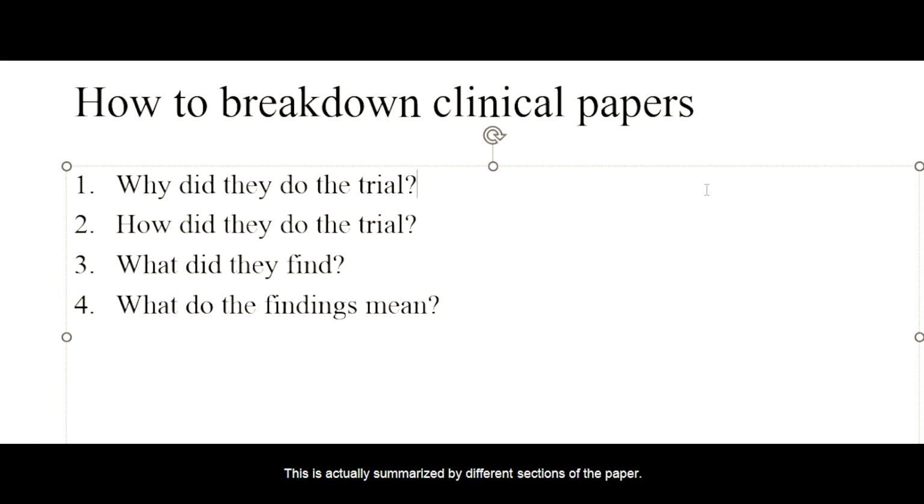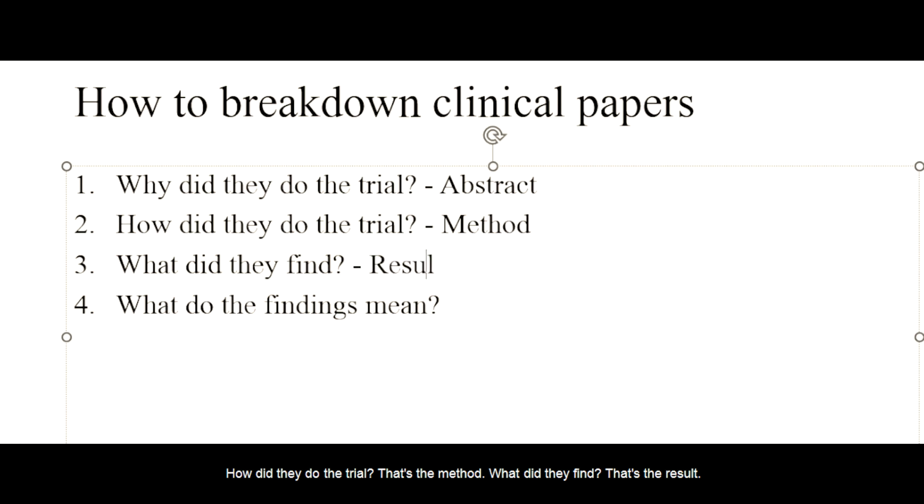And very nicely, this is actually summarized by different sections of the paper. Where the first question, that's really the abstract. How did they do the trial? That's the method. What did they find? That's the results. What do the findings mean? That's their discussion.